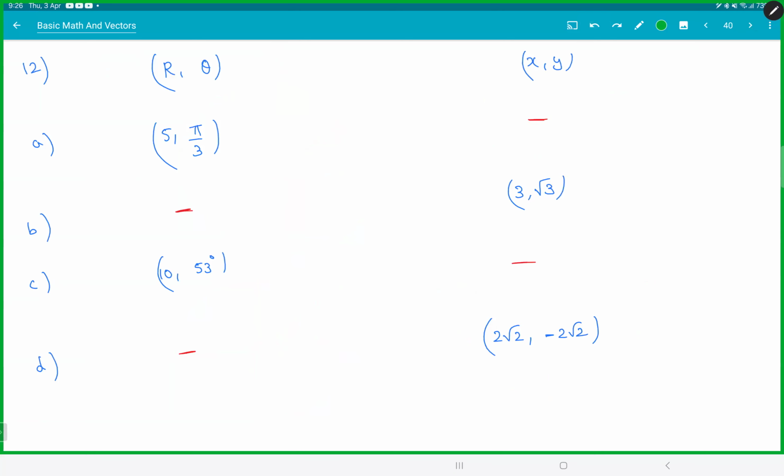Sir, can you do C and D also? R, theta was still given. Does the fourth question have two answers? No, there's only one answer. You can't get two answers.